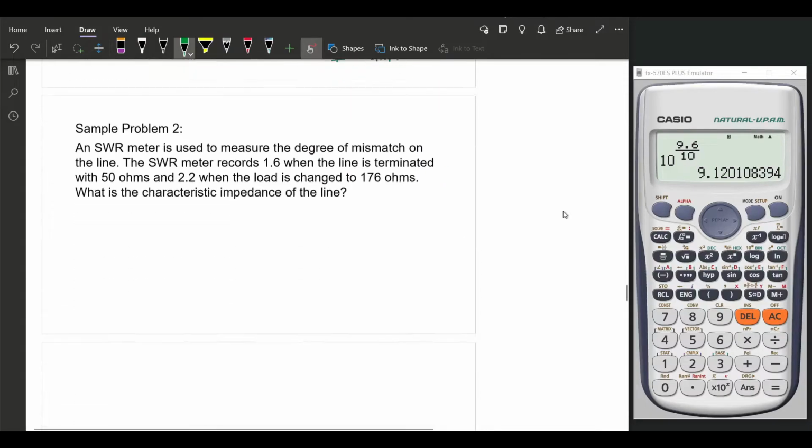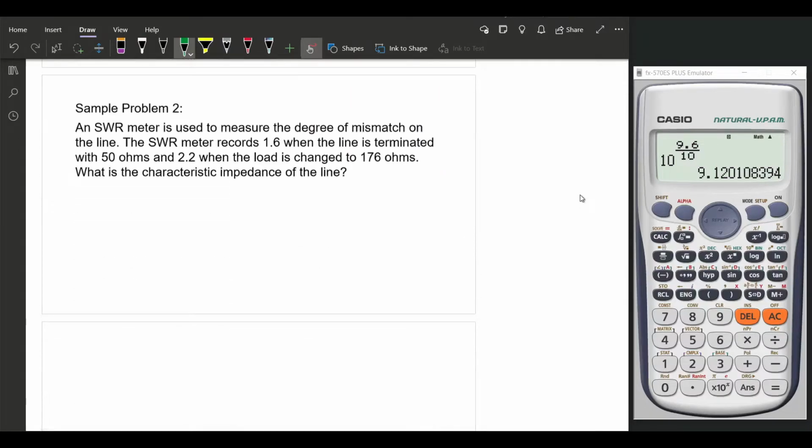Okay, next. Sample problem number 2. An SWR meter is used to measure the degree of mismatch on the line. The SWR meter records 1.6 when the line is terminated with 50 ohms and 2.2 when the load is changed to 176 ohms. The question is, what is the characteristic impedance of the transmission line?